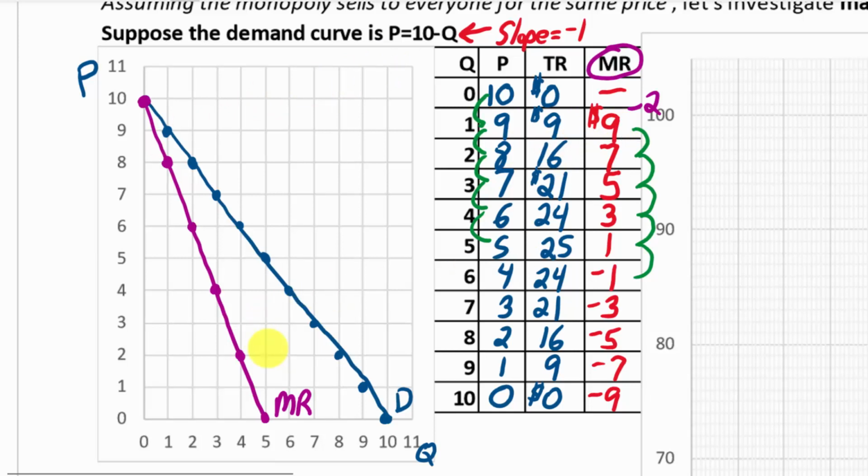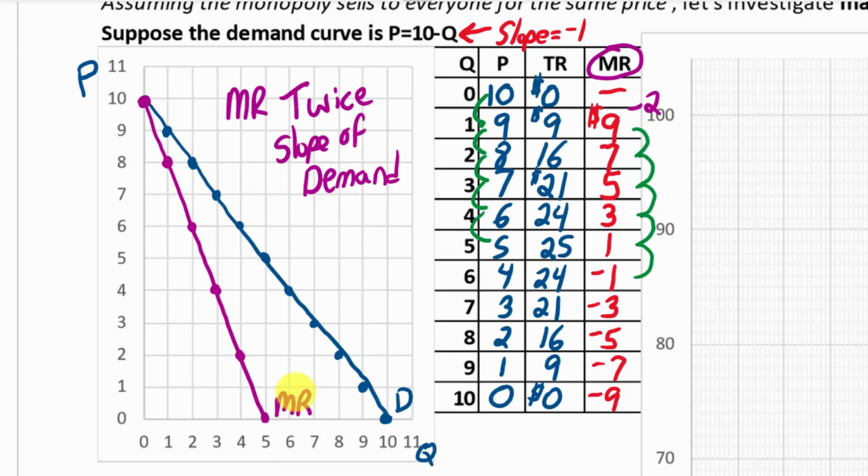Here's the lesson we want you to learn. We're going to look at this several more times in several more contexts, but here is the lesson we want you to learn. That if your demand is a straight line, then your marginal revenue is also a straight line that looks just like it, but it has twice the slope. Okay? So marginal revenue has twice the slope of demand.